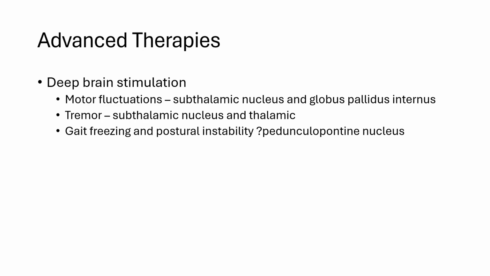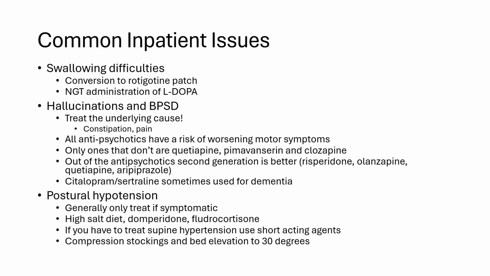There are some advanced therapies, deep brain stimulation. These are the two areas that we currently do DBS in, so subthalamic nucleus and globus pallidus internus. There are some other DBS targets that they're looking at, which is not examinable. This was a slide that I had included previously for a previous talk about common inpatient issues. I think the main thing to probably highlight here that could be examinable is the use of antipsychotics.